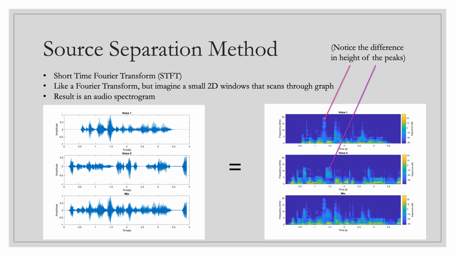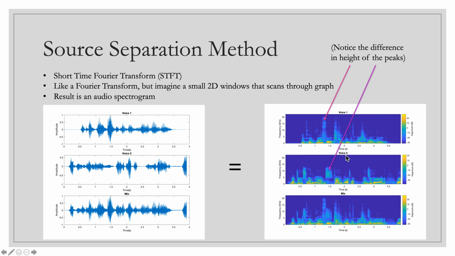So the first thing we want to do when we have an audio wave file is perform what's called a short-time Fourier transform on it. Imagine a Fourier transform, but a tiny window that scans across the sound wave, performing Fourier transforms as it goes. And that produces what's called a spectrogram.